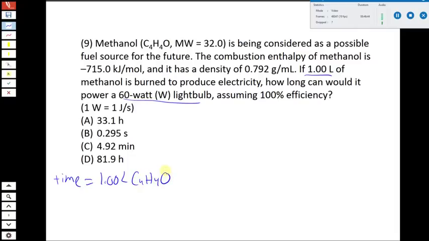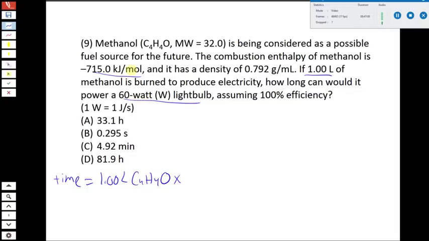So we have 1 liter of C4H4O. And then what we're going to do is, we know that the combustion enthalpy is in kilojoules per mole, so we're going to convert that to moles first to be able to figure out how much energy is released when we burn that much methanol. So this is kind of similar to what we did in a previous problem, where we're using, again, moles of substance and an enthalpy change per mole to calculate the amount of heat or energy that's released.